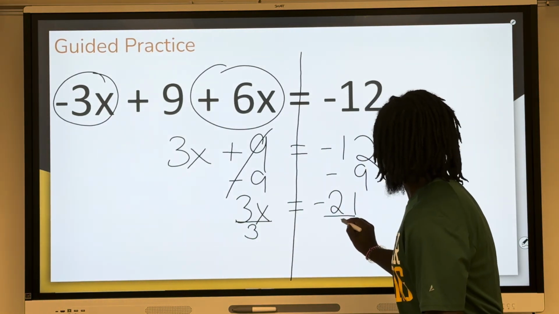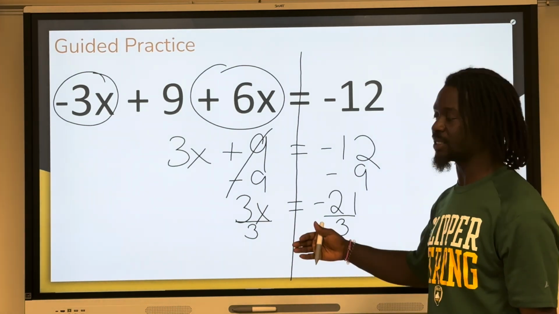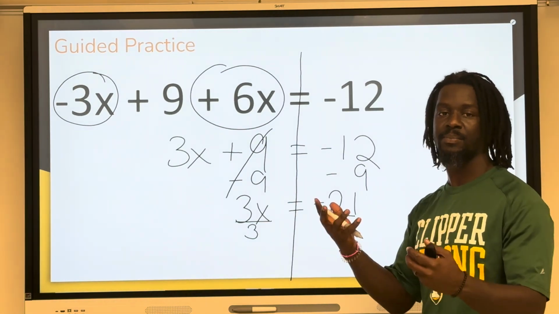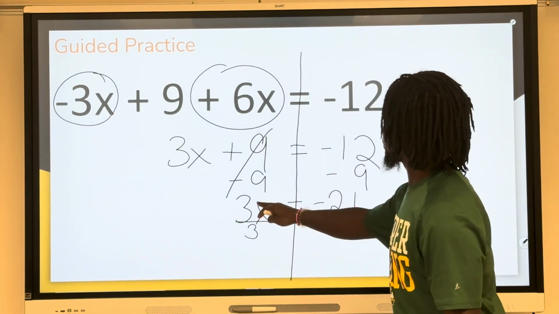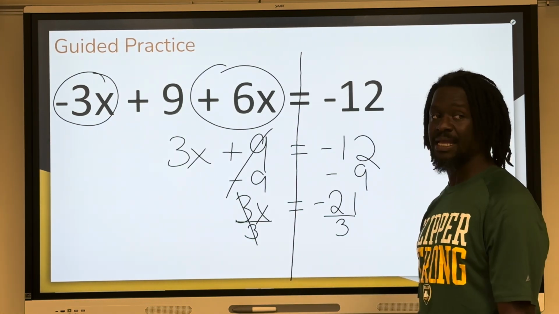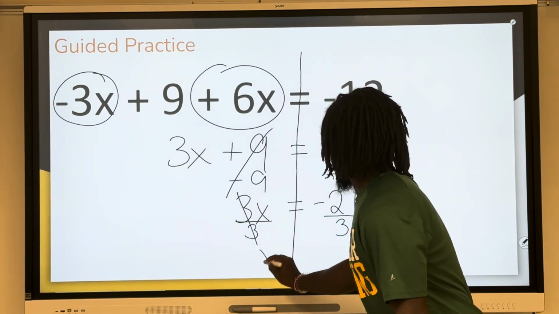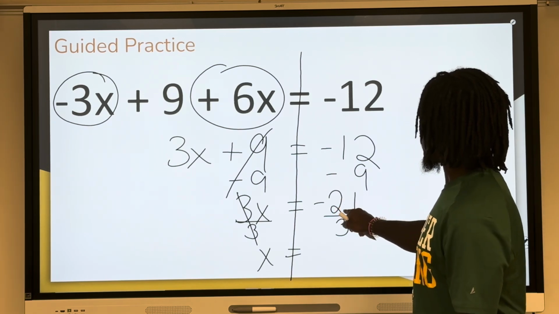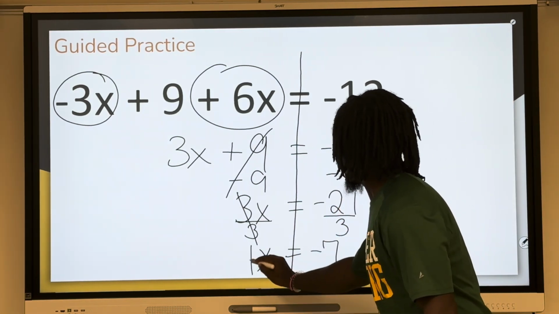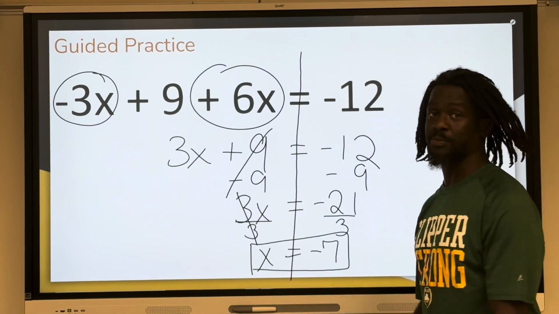And I'm going to do that to both sides. Whatever I do to the left side, when I'm solving the equation, I also have to do to the right side because I have to keep them balanced. So 3 divided by 3 is going to cancel, leaving me with x equals negative 21 divided by 3, which is negative 7. And that is my answer.